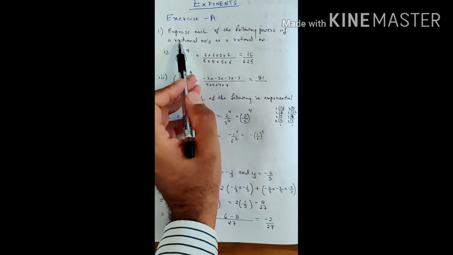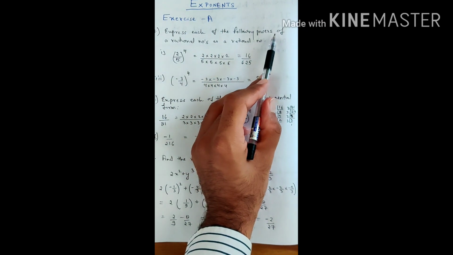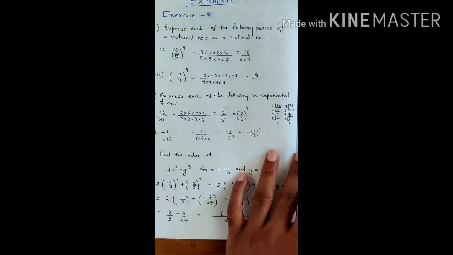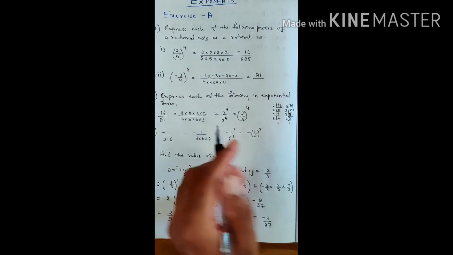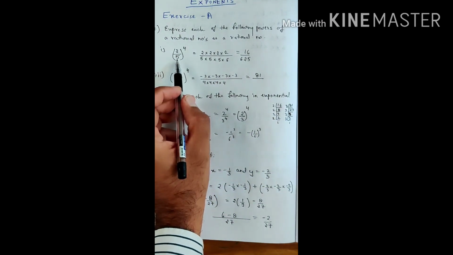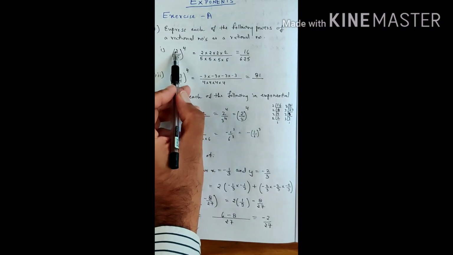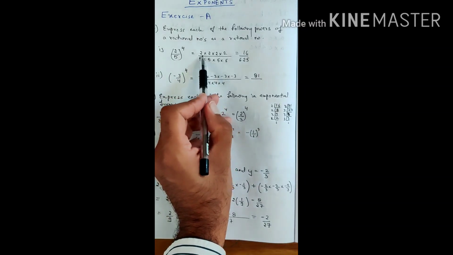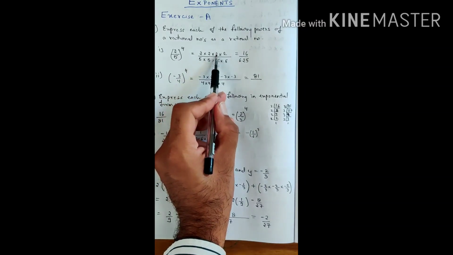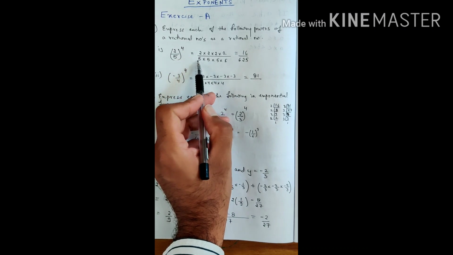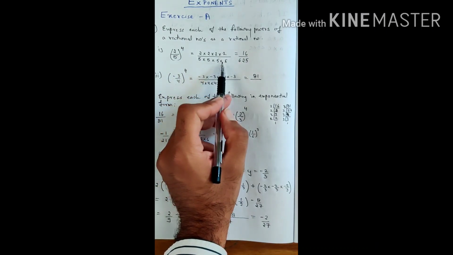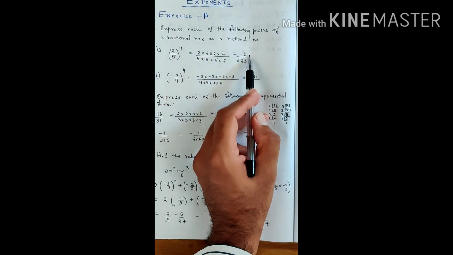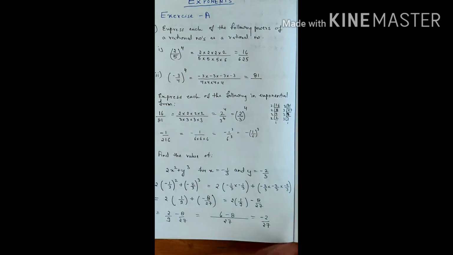So your first question says, express each of the following powers of rational numbers as a rational number. So we have to show the powers in the form of rational numbers, expand it. It is given (2/5) raised to the power of 4. If we write this in expanded form, this will be 2 into 2 into 2 into 2, written 4 times, and similarly 5 also written 4 times. So when you multiply this, you will get your result as 16/625.